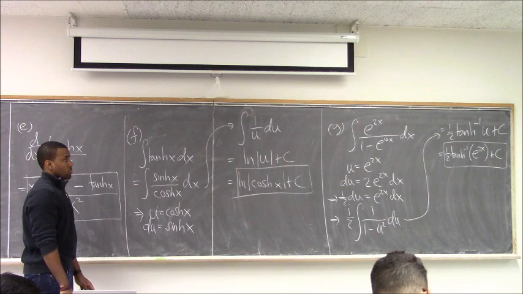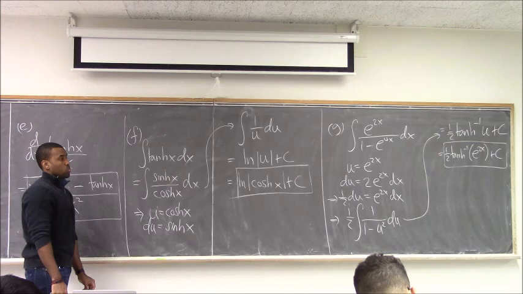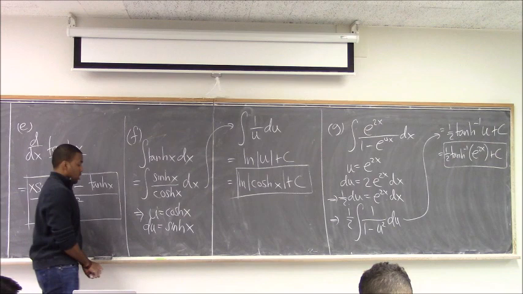The inverse tangent, the derivative formula, isn't it like 1 over 1 plus x squared? Yeah, what about it? How come you say it's minus? Because it's not a tangent, it's a tanh. It's a hyperbolic tangent.